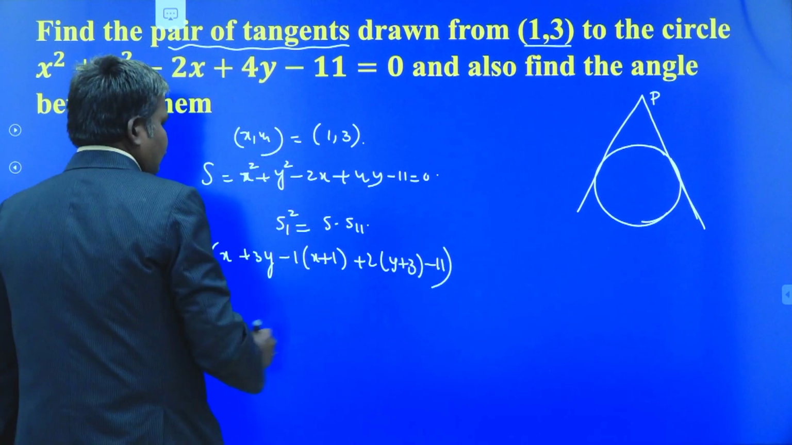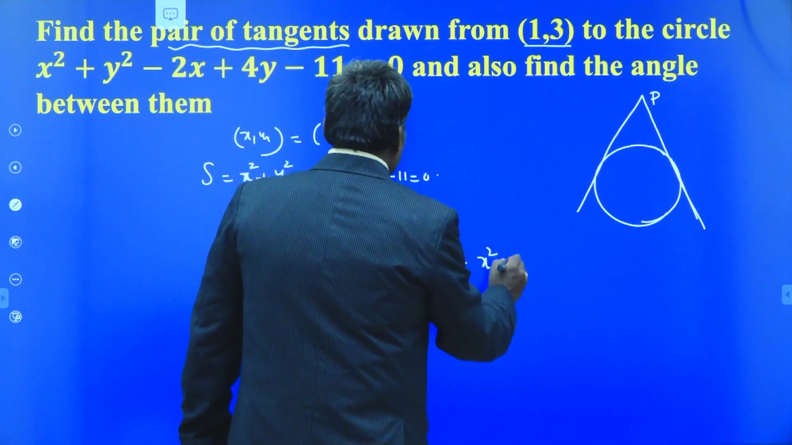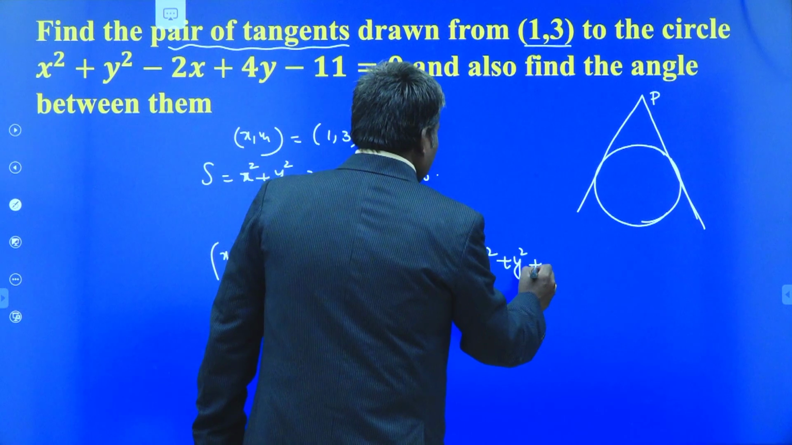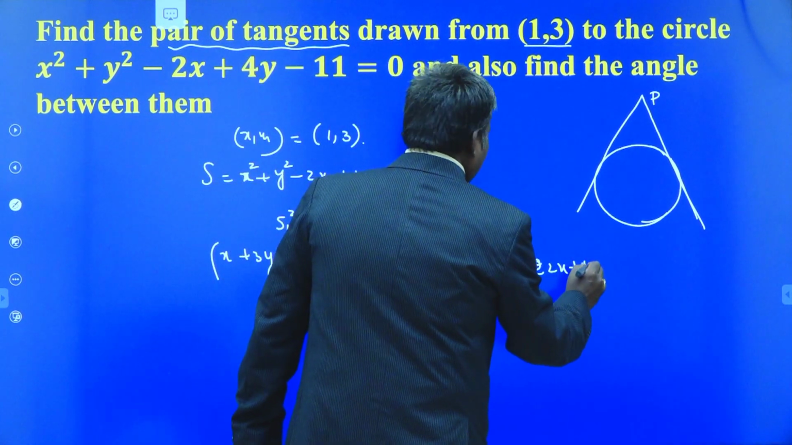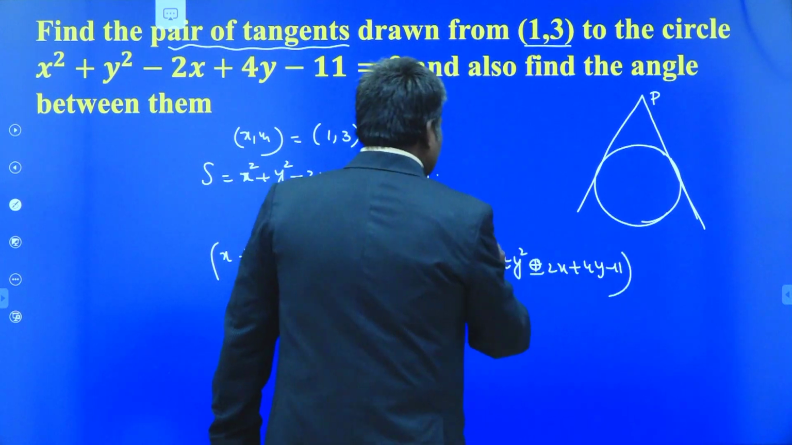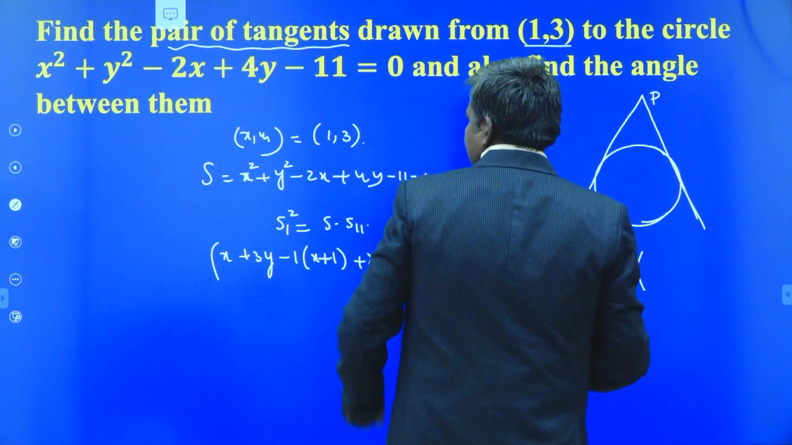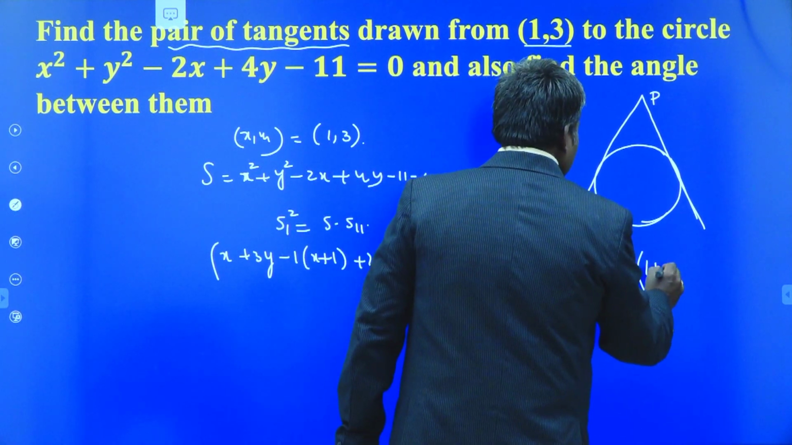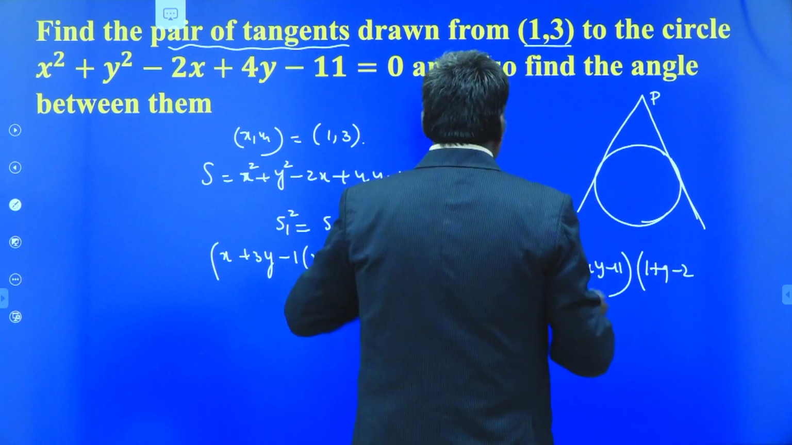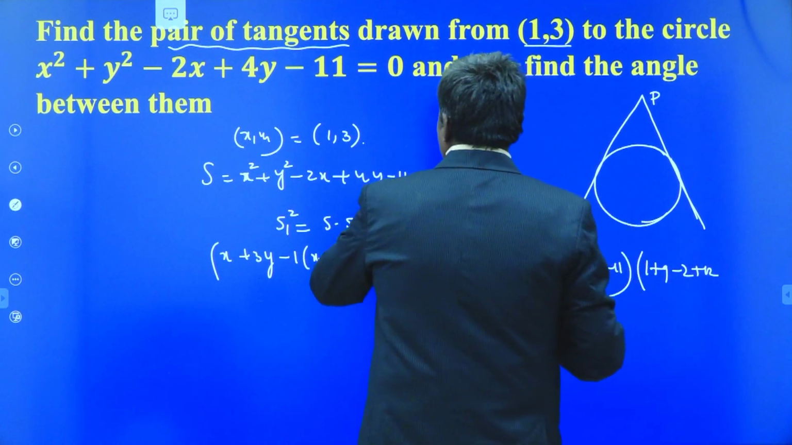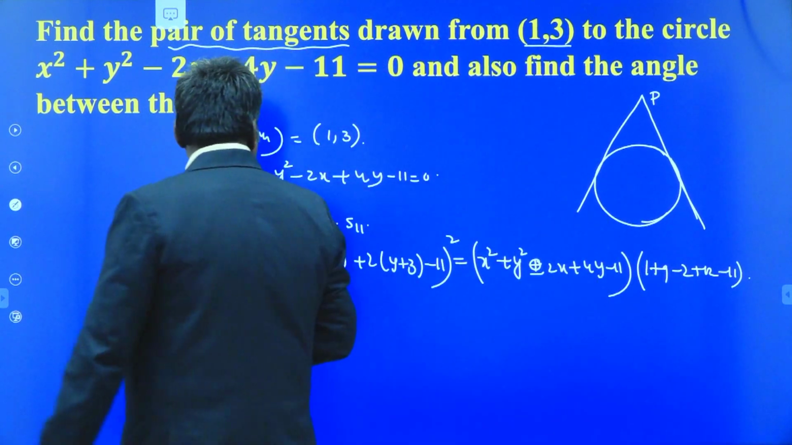This is S1. Square is equal to S, take the same expression, x square plus y square minus 2x plus 4y minus 11, into S11. Substitute the point here itself. That is 1 plus 9 minus 2, 3 into 4 plus 12 and minus 11. This is S1 square equal to S into S11.